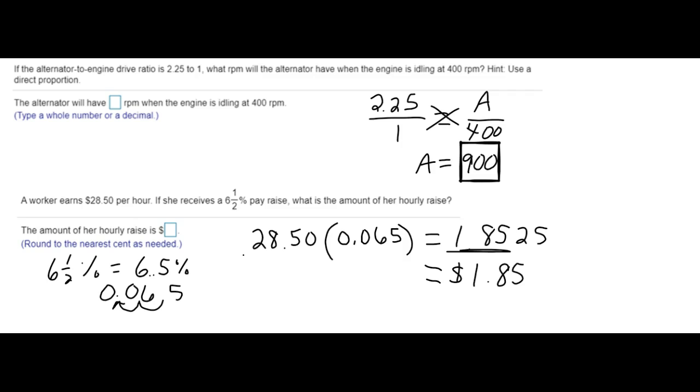The amount of her hourly raise is $1.85. We could even go on and ask another question, or this question could have been worded as, what does she earn now per hour? And to do that, we would just add this $1.85 to the $28.50. But in this case, the question is just, what is her raise amount?